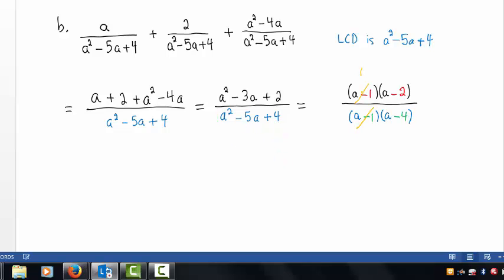These factors divide to 1, and we arrive at our answer, a minus 2 divided by a minus 4.